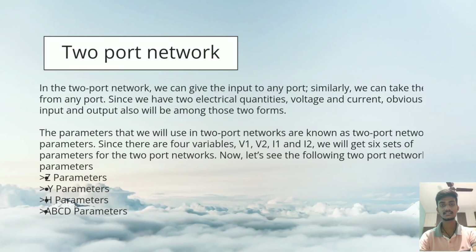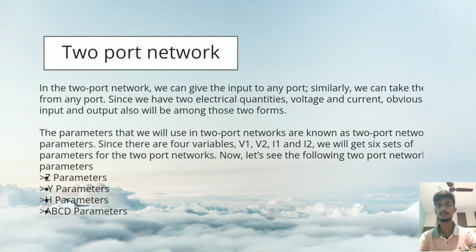Now let us discuss the types of two-port networks and the quantities of two-port networks. In two-port networks, we can give the input to any port and similarly we can take output from any port. Since we have two electrical quantities, voltage and current, the input and output will also be in those two forms. The parameters that we use in two-port networks are also known as two-port network parameters.